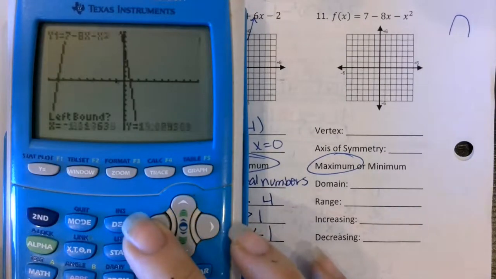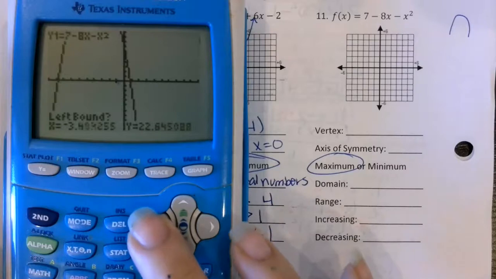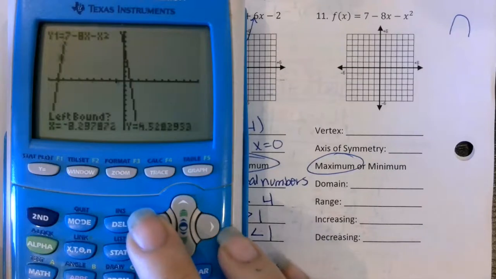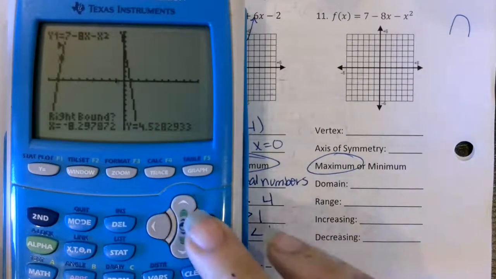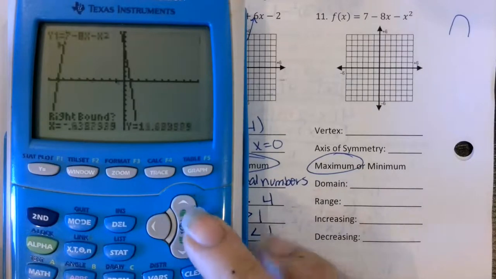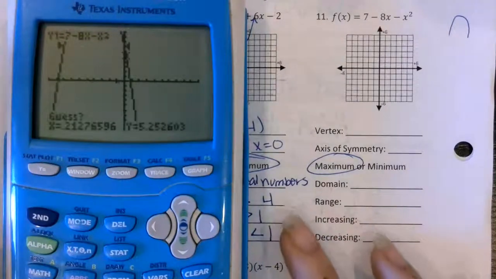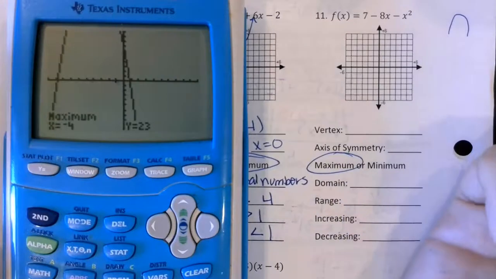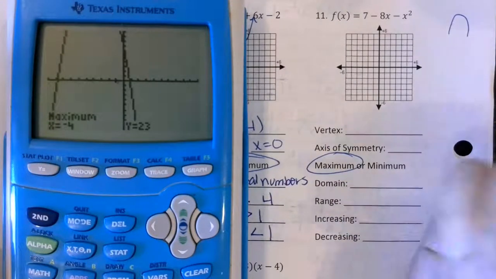I want the flashing dot on the left side of the screen. So I'm just going to click until I see it again. There you go, I see it. I press enter. I'm going to move it to the right side until I see it. See it? I press enter twice. It's telling me it's at -4, 23, so I am going to count by 4s on my graph.